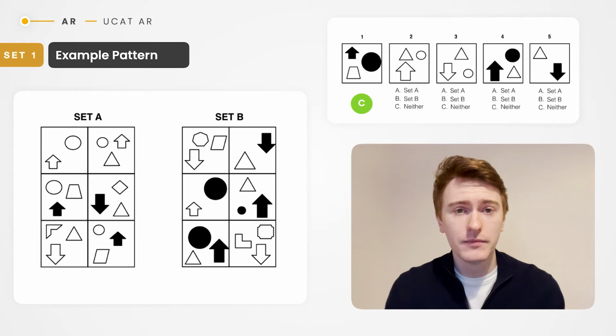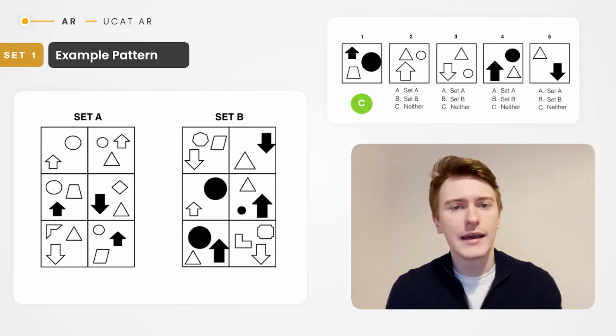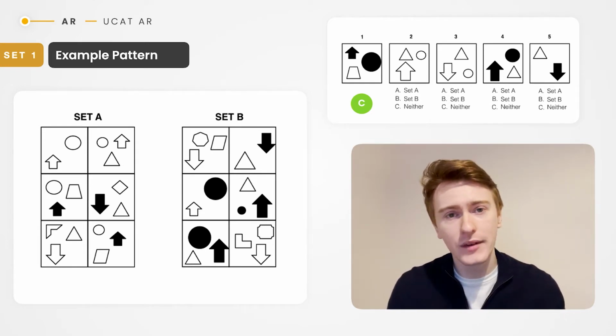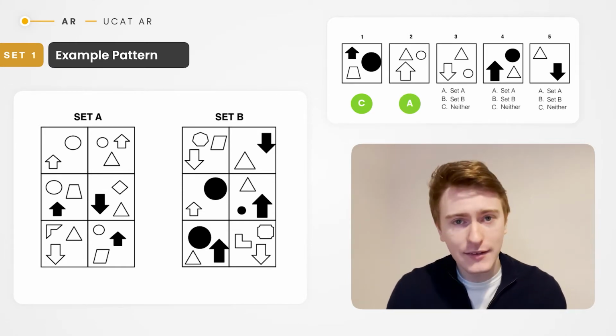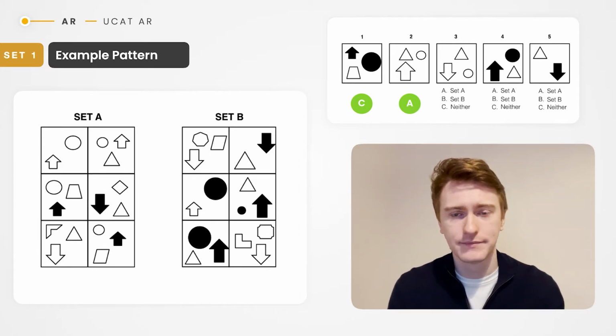Test shape number 2, there's a white circle present. We're looking at set A. The arrow is pointing upwards in keeping with that circle being present, and there's no quadrilateral, therefore the arrow is white. That allows us to safely put it into set A.